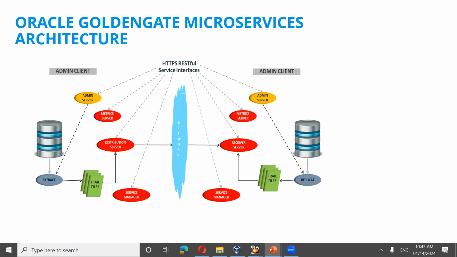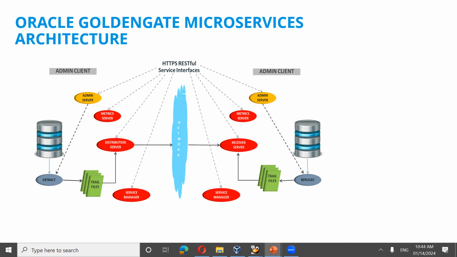The data pump process in microservices architecture has been replaced with the distribution server. The distribution server reads the data from the local trail and sends it over the TCP/IP network, where the receiver server receives it. The collector process of classic has been replaced in microservices with the receiver server, which writes it to the remote trail file. And then the replicat process reads the data from the remote trail and applies it to the target database.